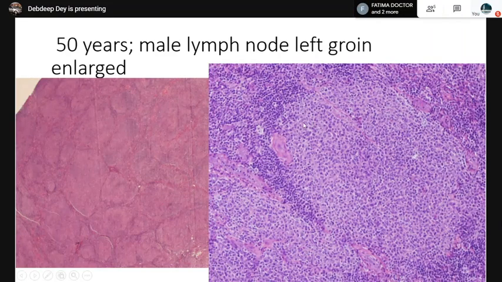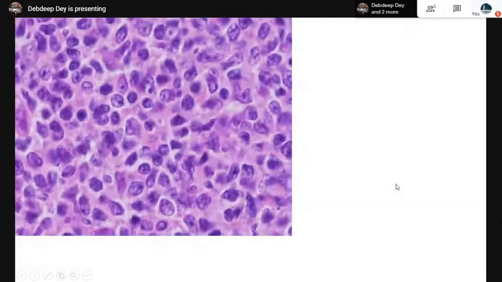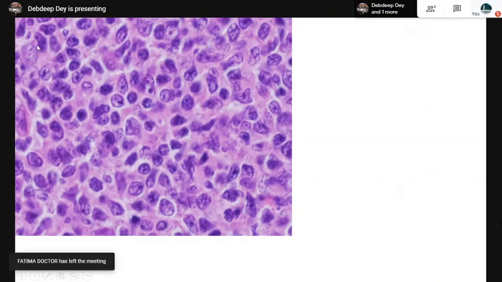At high power, we can see these cells which do not have any macrophages. There is a very negligible rim of mantle zone, and at this power you can see these irregular cleaved cells, which are centrocytes, along with some centroblasts, which are the larger cells like this.